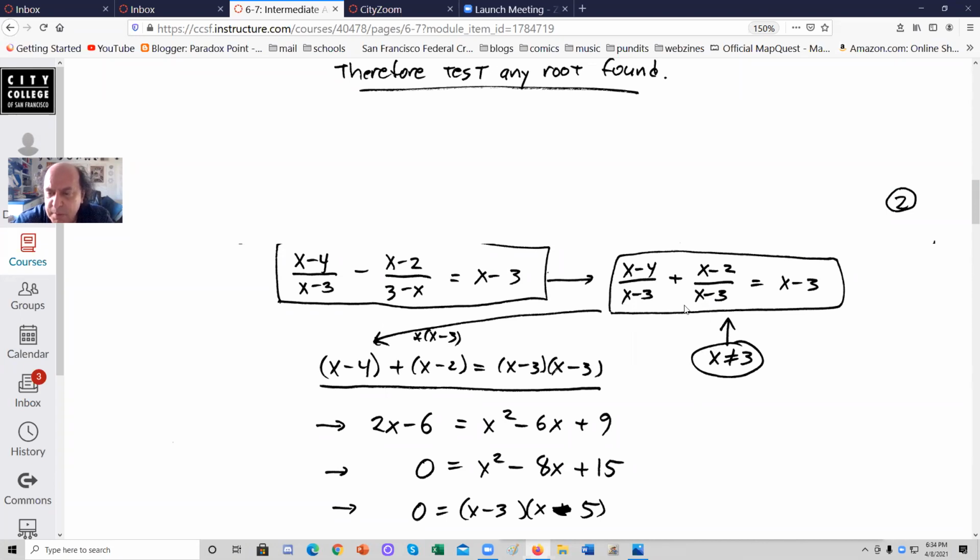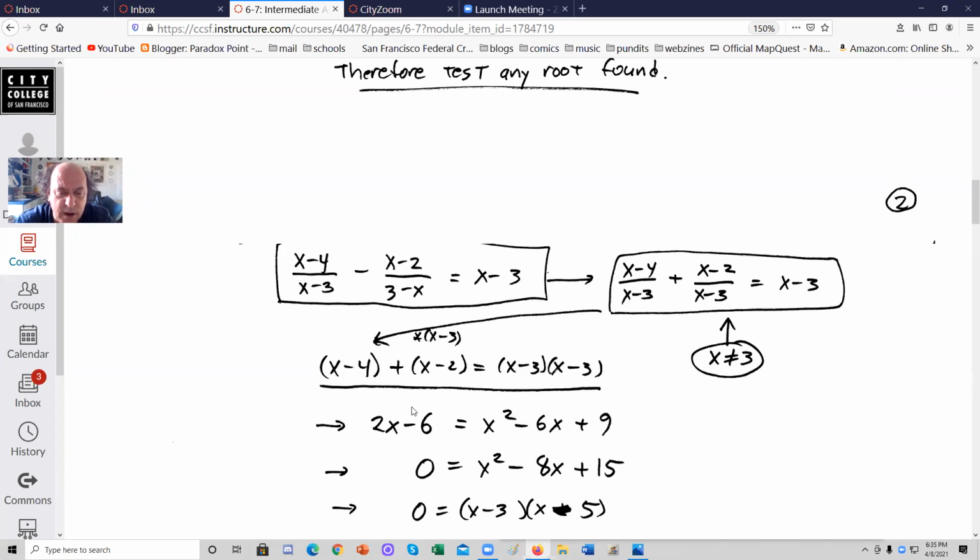All right. Now, to simplify, we multiply throughout by x − 3, which is another reason why you don't want to multiply by x. You don't want to have x equal to 3, because then we'd be dividing throughout by 0, and that would make a root trivially. Anyhow, multiplying through by x − 3, these denominators disappear, and we're left with (x − 4) plus (x − 2). Now you have (x − 3) times itself.